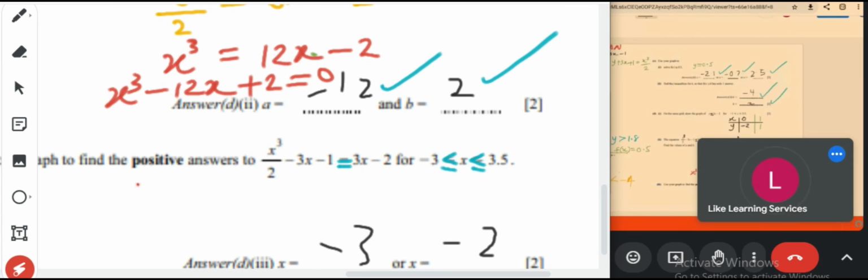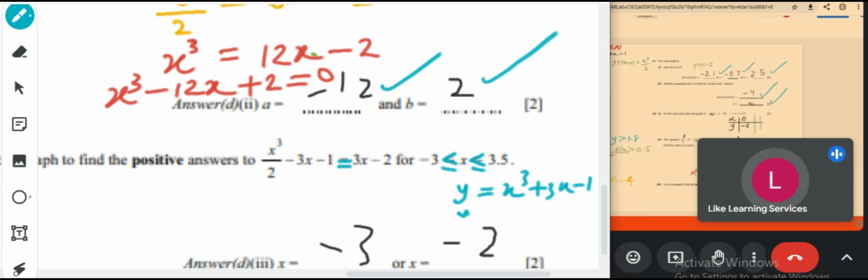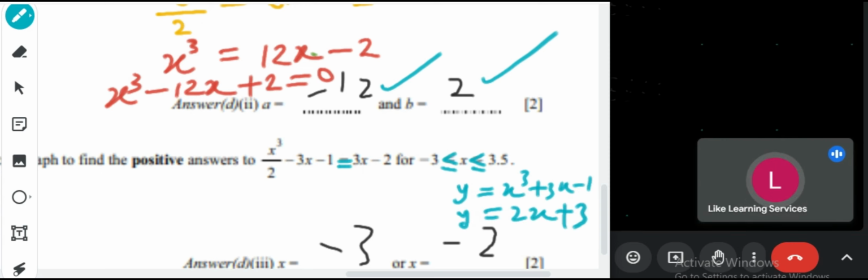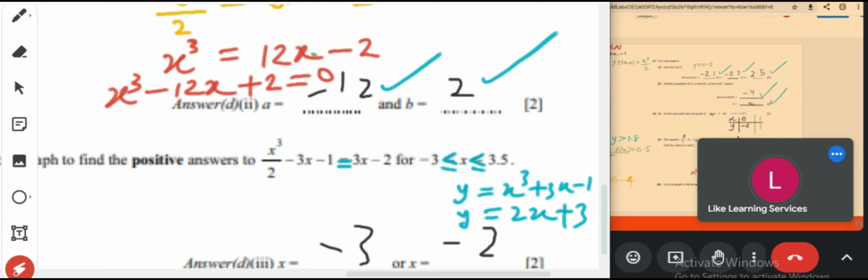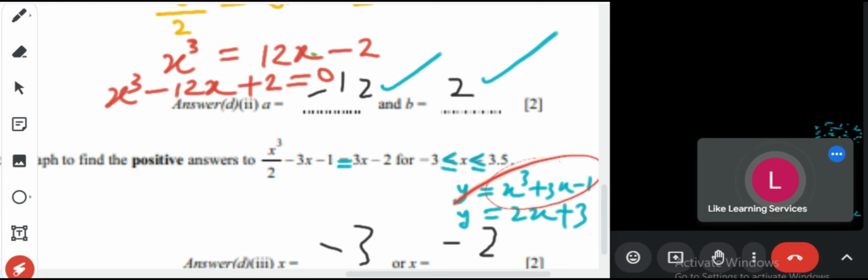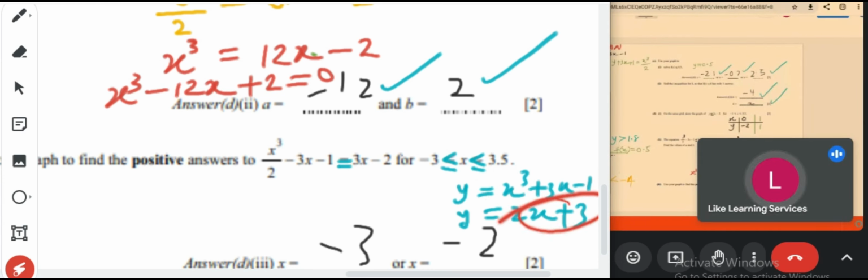When two equations are equated to each other, like if you have y equal to x cubed plus 3x minus 1, for instance, then another one y equal to 2x plus 3, if this is equal to this, it simply means plot the first graph, plot the second graph, wherever they cut will be the answer. That's all. So where did they intersect?